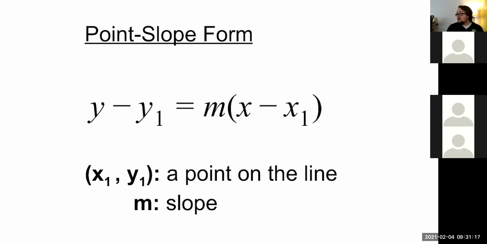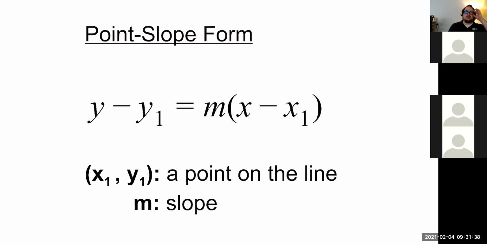So here comes the point-slope form. This is a new form for which all you need to know in order to use it is any point on the line, not just the special y-intercept, any point, which will give you a set of coordinates, x1, y1, and you need to know the slope.